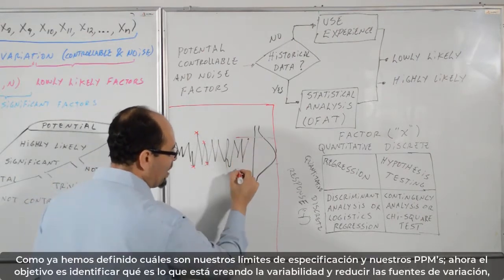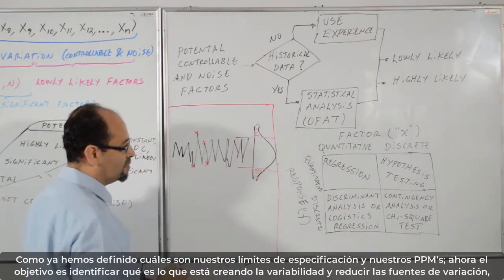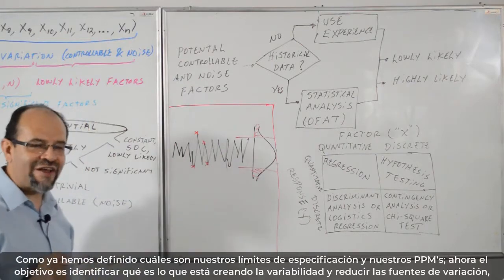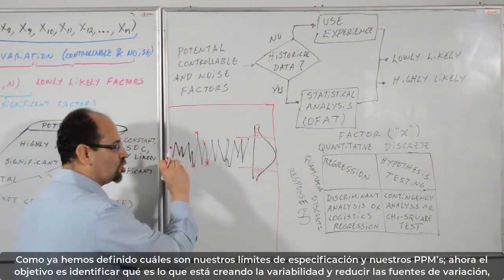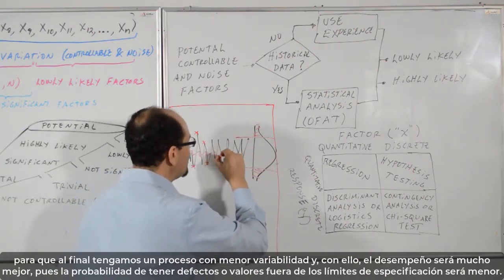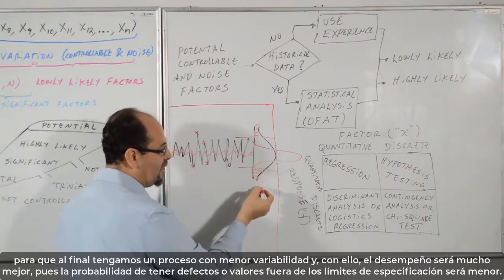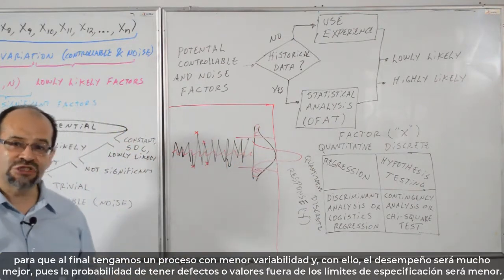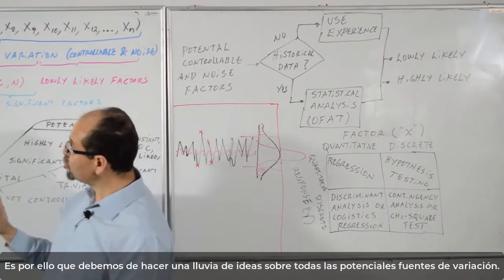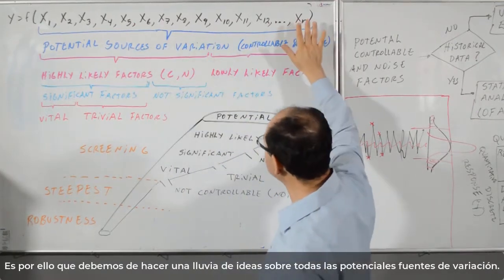Of course, we have defined our specification limits and our PPMs. The objective is to identify what is creating this variability and reduce the sources of variation, so at the end we will have smaller variability in the process, our performance will be much better, and the probability of having defects outside the specification limits will be smaller. That's why we have to brainstorm all potential sources of variation.